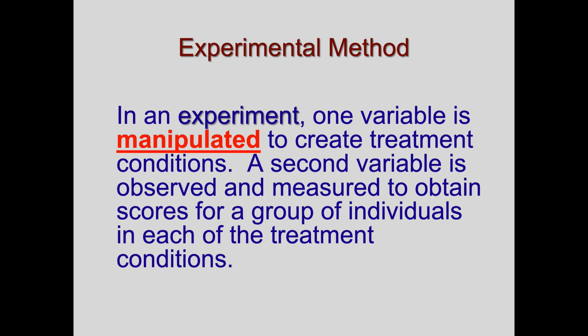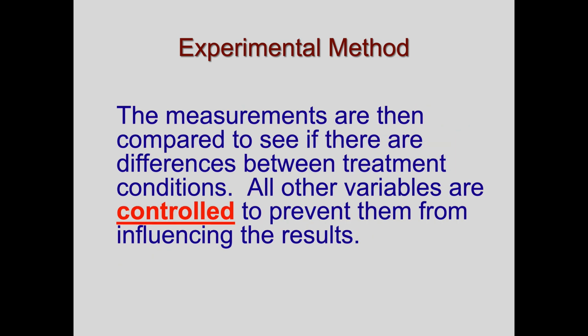In an experiment, one variable is manipulated to create treatment conditions. A second variable is observed and measured to obtain the score for a group of individuals in each of those treatment conditions. Example, what time you wake up or the number of hours of sleep you get, and then let's go look at the grades. The measurements are then compared to see if there are differences between the treatment conditions. All other variables are controlled to prevent them from influencing the results. That's really, really, really important.